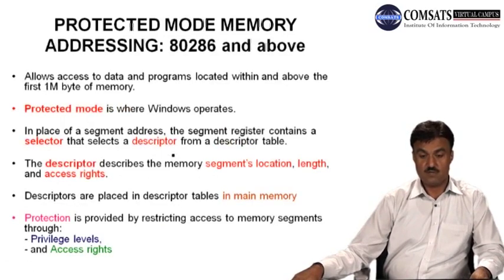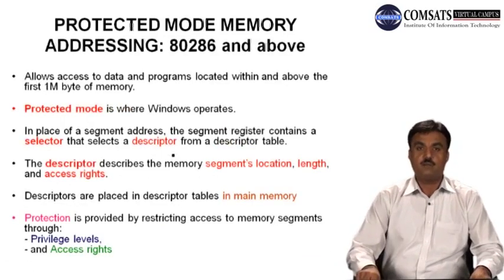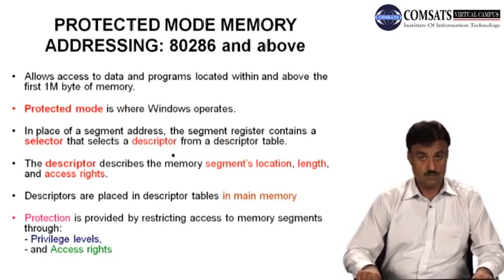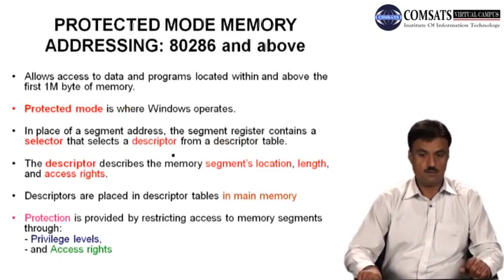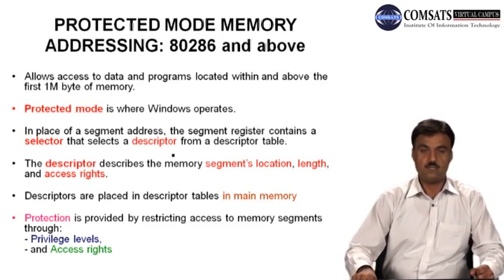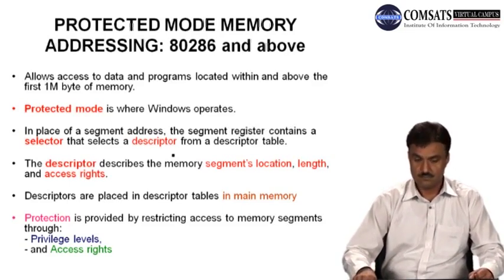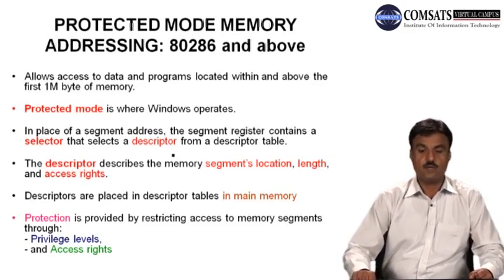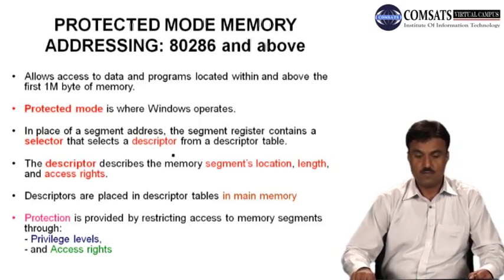What is protected memory addressing? This protected memory addressing is not available in the 8088 or 8086. It is only available in the 80286 and above, meaning all the newer architectures. This protected memory addressing mode gives us access to data and programs located within and above the first 1 megabyte of memory.